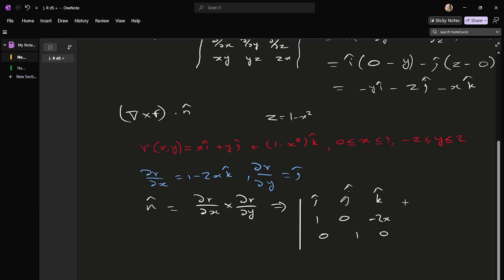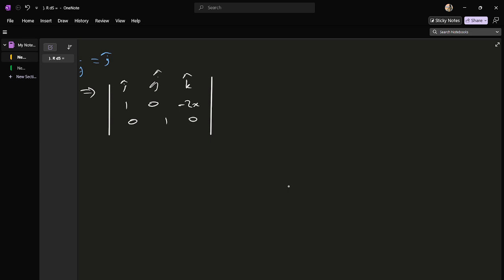Then it is equal to what? The coefficient of i cap will be 0 minus 0, and the coefficient of j cap will be 0 minus 0, and also for k there will be 1 minus 0. So our normal vector is only k cap.